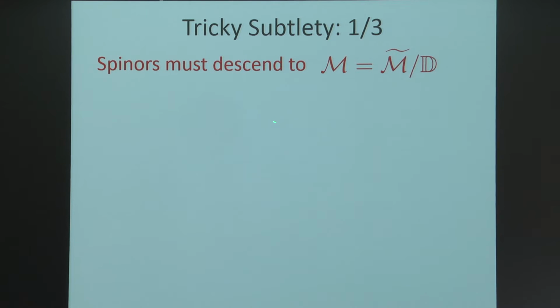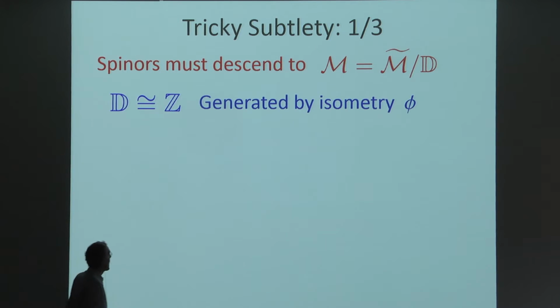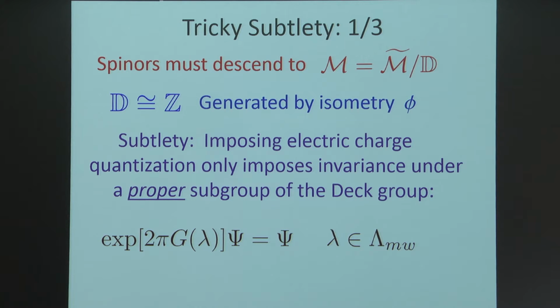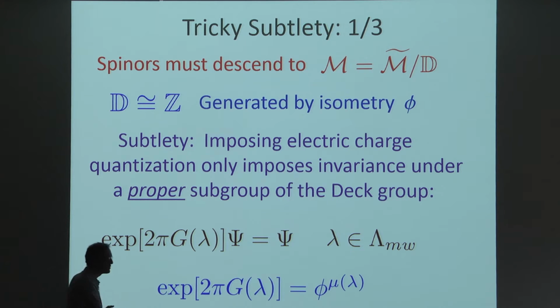So remember, I told you that spinors have to descend to M, and the deck group is generated by some isometry of the hyperkähler metric. And the subtlety is that by imposing electric charge quantization, you only impose an invariance under a proper subgroup of the deck group. You see, when we impose electric charge quantization, we're saying that these isometries act as one when lambda is in the magnetic weight lattice, and that's fine. But you see, these isometries are certain non-trivial powers of the generating isometry of the deck group. So what is this mu of lambda?